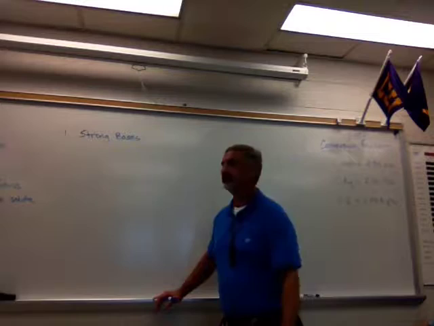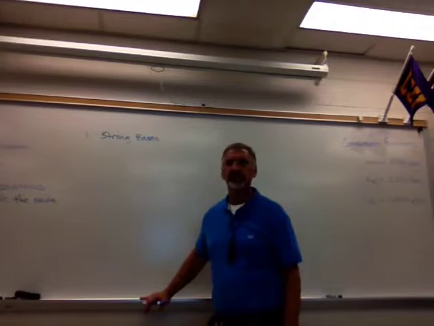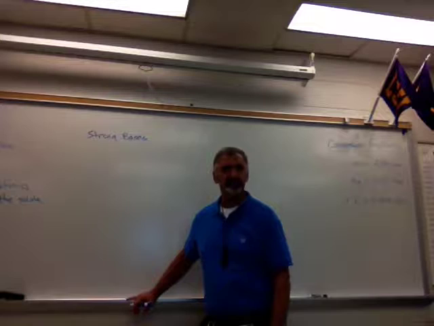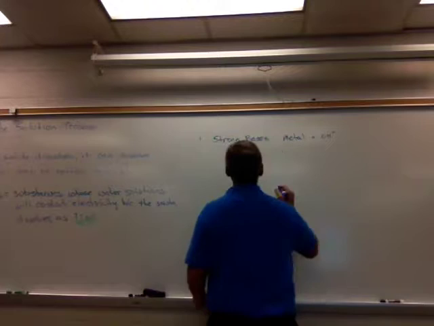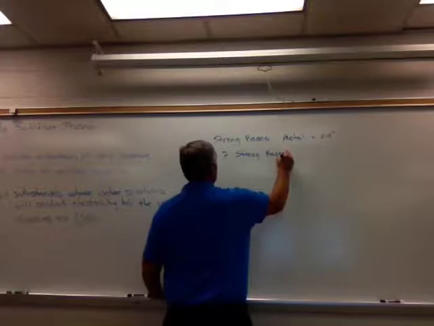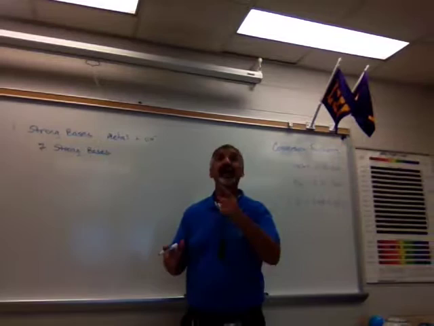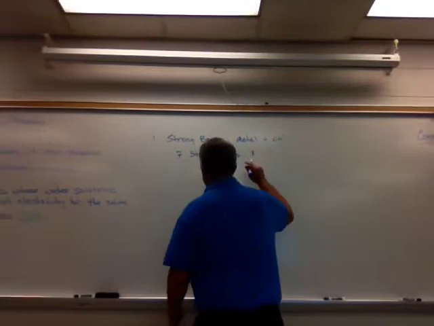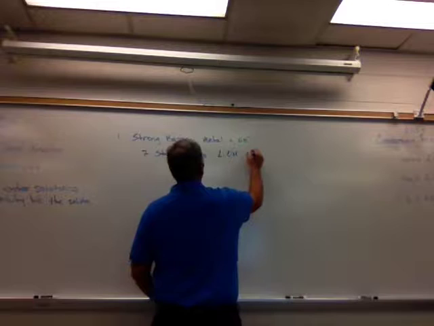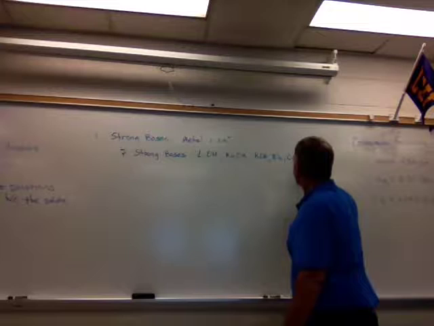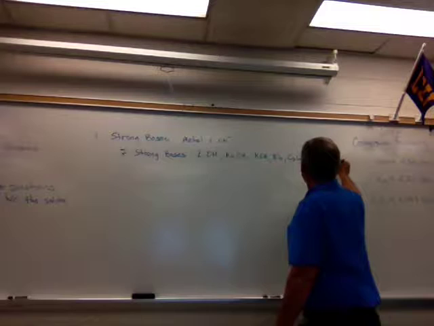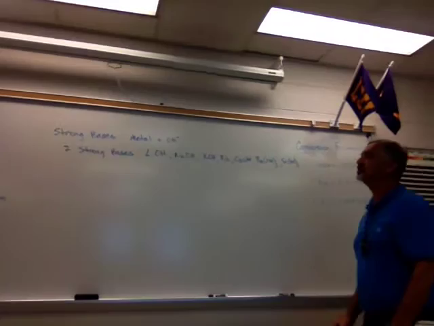So strong bases. What is a base? Something with a pH of 7 to 14. What ion is present in all bases? OH minus, the hydroxide ion. So it's a metal plus OH minus. What's the name of the family that means base? Alkali means basic. Our seven strong bases are LiOH, NaOH, KOH, RbOH, CsOH, and then barium hydroxide and strontium hydroxide. Those are your seven strong bases.